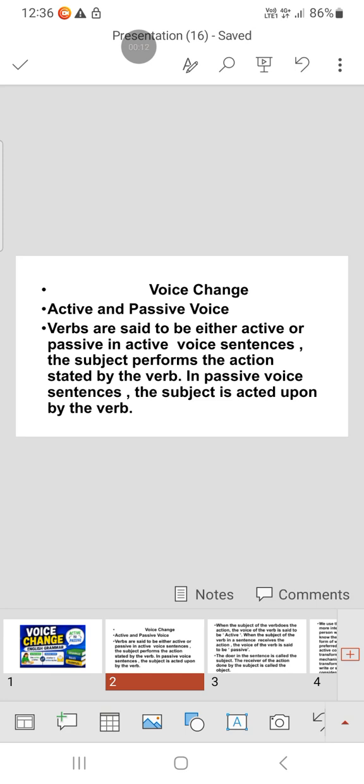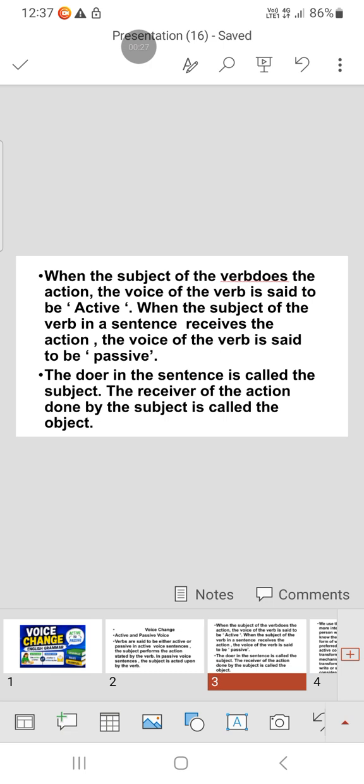Active and passive voice. Verbs are said to be either active or passive. In active voice sentences, the subject performs the action stated by the verb. In passive voice sentences, the subject is acted upon by the verb. When the subject of the verb does the action, the voice of the verb is said to be active. When the subject of the verb in a sentence receives the action, the voice of the verb is said to be passive.